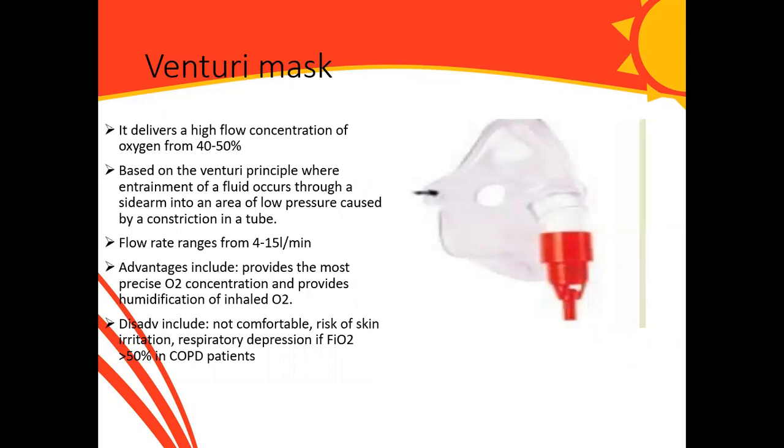Venturi mask is a very useful device. Venturi mask is an example of a high performance oxygen delivery device, or high flow. It can deliver a known concentration depending on the color code that you use. It uses the venturi principle where an entrainment of a fluid, this time air, occurs through the side, an area of low pressure that is caused by constriction of the tube. Flow rates can range from 4 to 15 liters per minute.